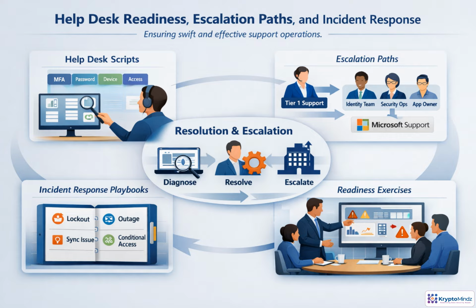When an issue exceeds frontline scope, route it through defined escalation paths to endpoint support, identity engineering, security operations, application owners, or Microsoft. For high-impact events, use playbooks for lockouts, sign-in outages, sync failures, and conditional access mistakes. Before migration waves, rehearse these scenarios so teams know who acts, when, and how to communicate.